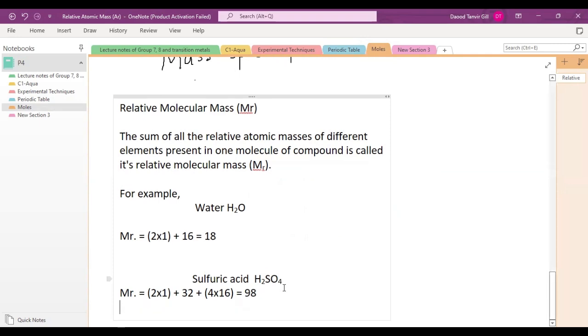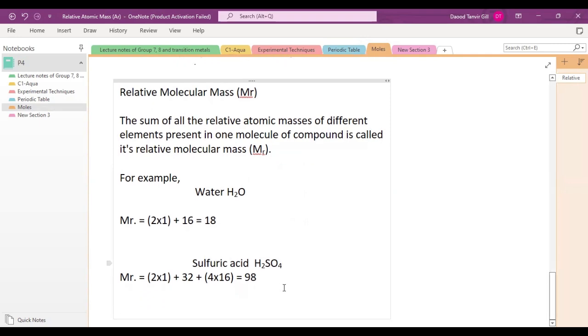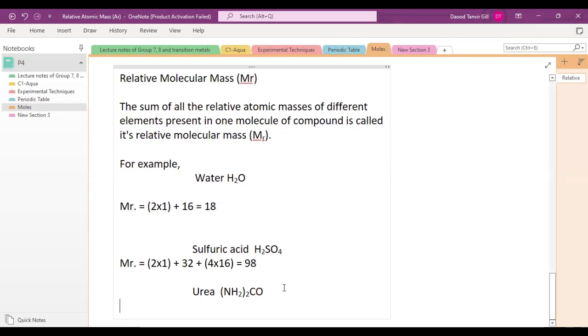Its MR is 98. Next example, we have urea. It will be NH2 bracket closed, then again 2. Then we have CO.